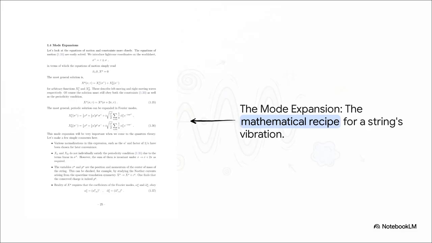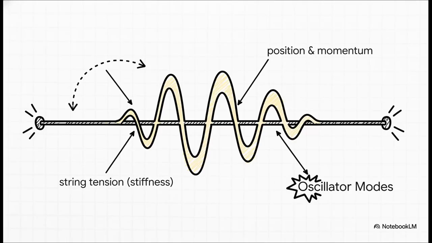And here it is. This beast is called the mode expansion. I know it looks super intimidating, but just think of it as our ultimate recipe. It's basically saying that any possible shape of the string is built from just a few key ingredients. So the real key here is to just understand what those ingredients are. Let's break it down real quick.